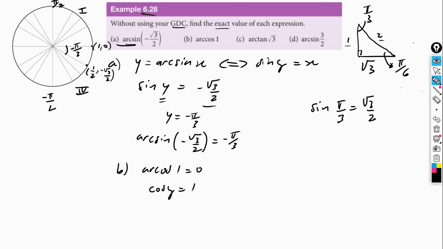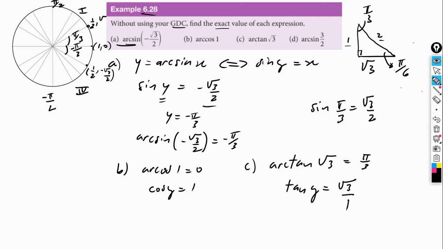Now, C, arc tangent of square root of 3. So where does tangent of y equal square root of 3? So notice that this is the same as square root of 3 over 1, right? And tangent is opposite over adjacent. So that means that this is equal to pi thirds. And we can see that over here. This angle here would be pi thirds, and this coordinate, 1/2, comma, square root of 3 over 2, because now sine would be positive there. So we have the solution, right?